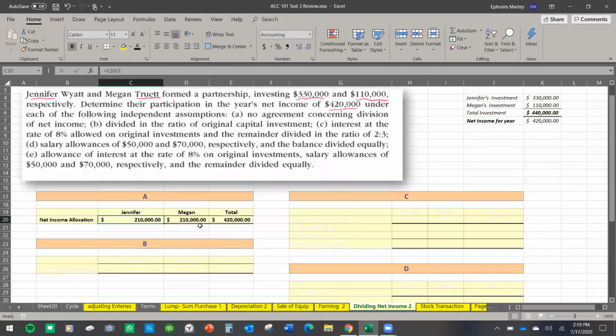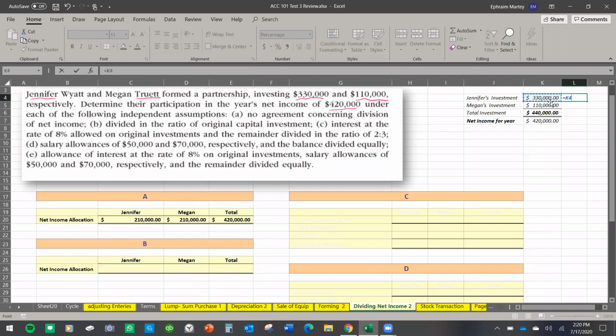What is happening with B? Let's see, divided in the ratio of capital investment. So we are going to find the ratio of Jennifer's investment, and that is how much she's going to get out of the net income. If Jennifer is investing this and the total investment is this, her percentage is 75%, and automatically we know that Megan's will be 25% because she's investing this divided by the total. So Megan's investment is 25%.